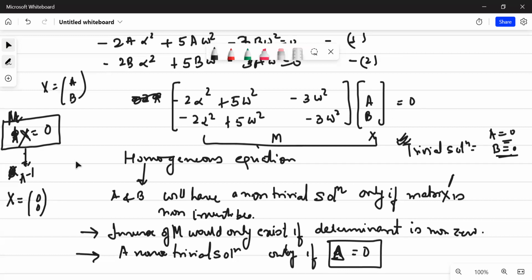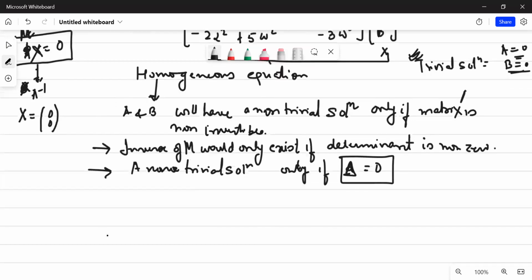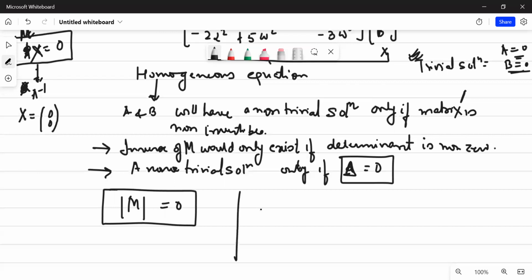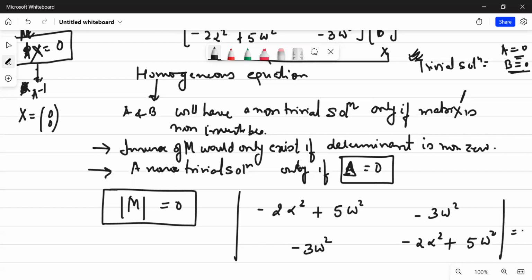So what you have to do is, for obtaining a non-trivial solution, the determinant of M must be equal to zero, which would yield -2 alpha square, and then I had some 5 omega square, and then -3 omega square, and then minus again 3 omega square, and then again -2 alpha square, and then +5 omega square equals 0. Is that clear or not clear?